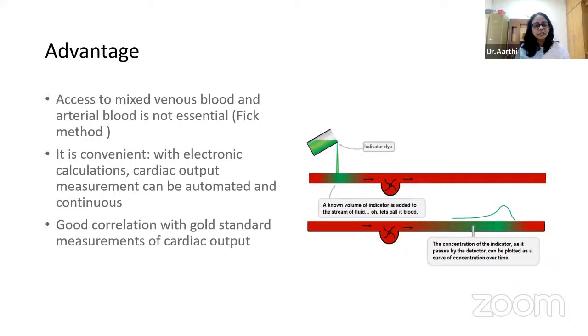So the advantage of this over the standard fixed method of measuring the cardiac output is that there is no need to access the mixed venous blood or arterial blood. It is convenient with electronic calculations, cardiac output measurements can be automated and made continuous, and it correlates well with the gold standard measurements of cardiac output.